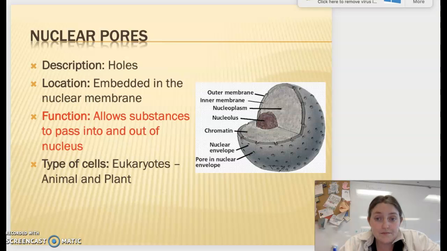Nuclear pores. These are the holes embedded in the membrane of the nucleus. These are the doors, the windows, the gateways into the nucleus. They're very tiny though, so only very particular things can pass through. Again, as part of the nucleus, this is strictly eukaryotic.